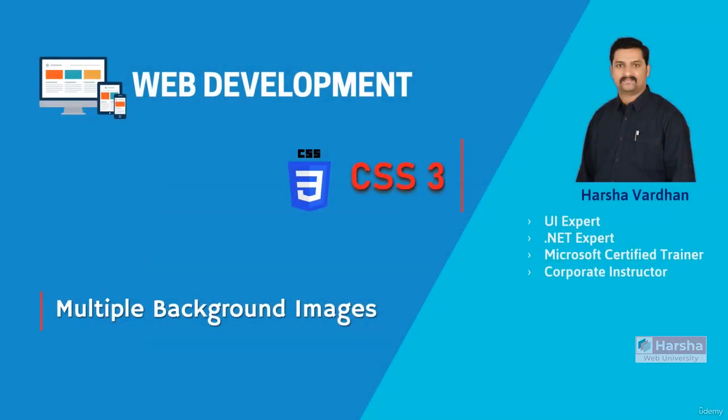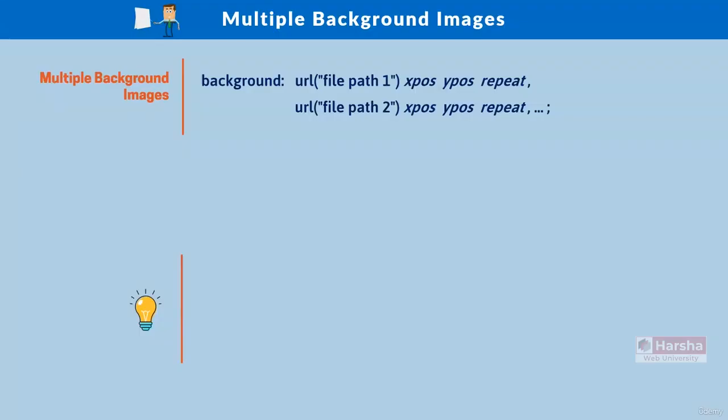In CSS3, there is a new feature of setting multiple background images for the same element. Assume you have a box and you have multiple image files. You can set multiple image files by using the background property here. First, you write background and then specify the first image file path, and then another URL to specify another background image.